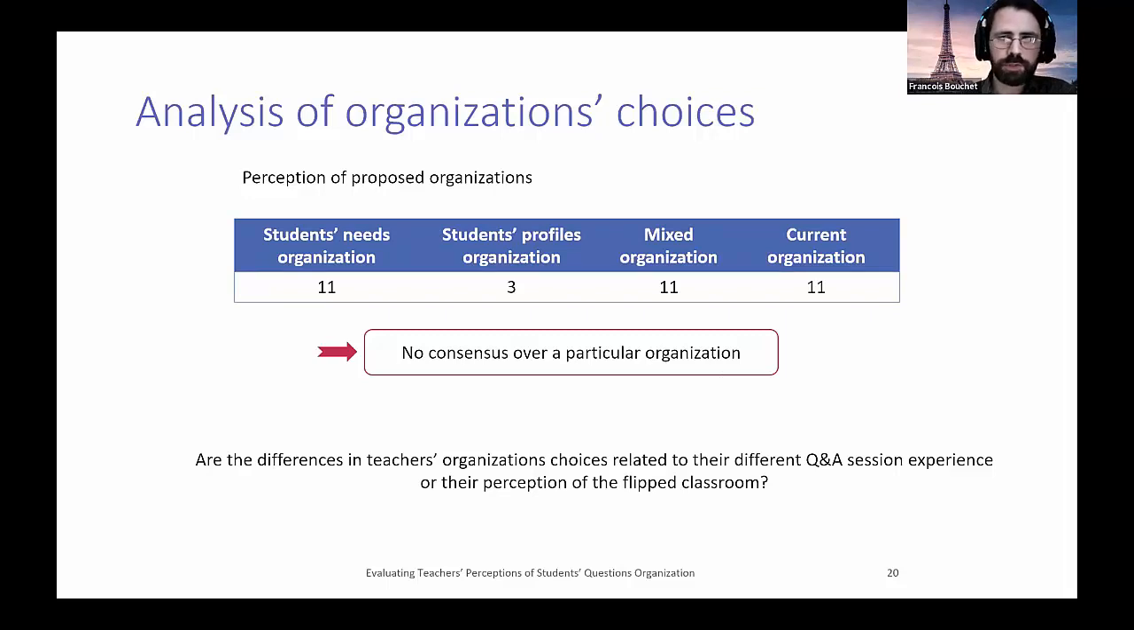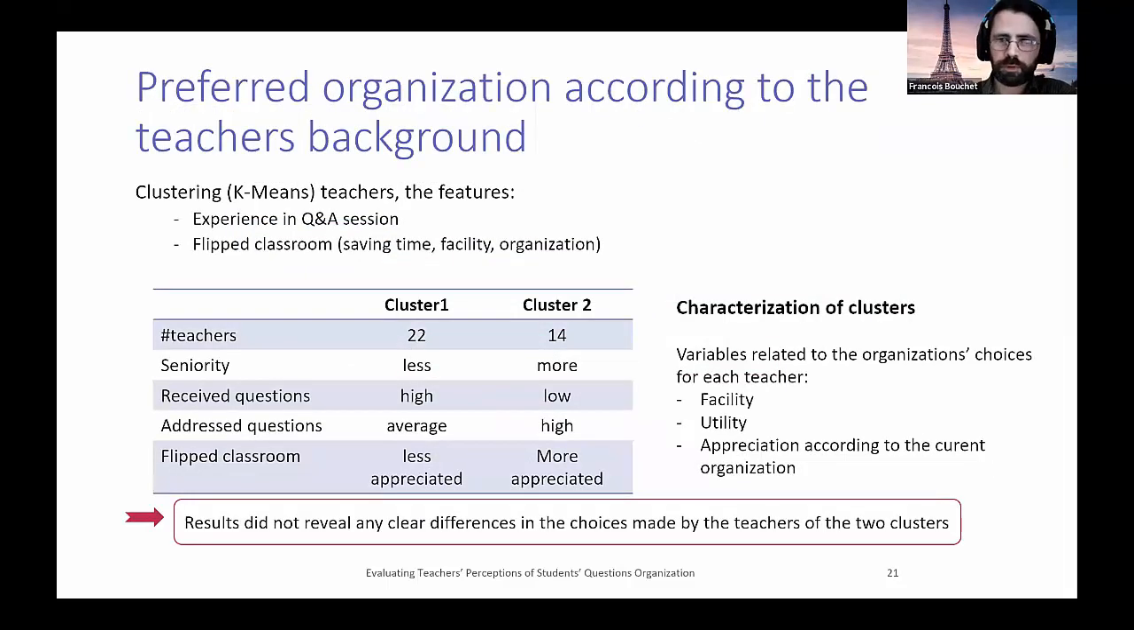So what we did is we tried to answer this question, we tried to perform a clustering analysis of teachers based on the variables I presented earlier from the questionnaire, and which relate to their experience in the Q&A session and their perception of the flipped classroom approach. The underlying hypothesis here was that maybe teachers who feel more or less at ease with the approach that we give them would have different opinions on what could be useful to them. And indeed, we had two different clusters that emerged.